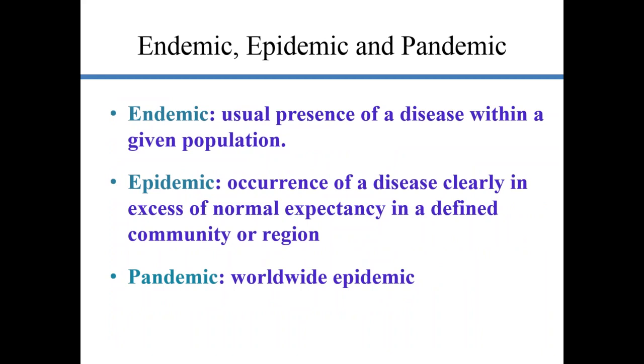Endemic, epidemic, and pandemic. Endemic, usual presence of a disease within a given population. Epidemic, occurrence of a disease clearly in excess of normal expectancy in a defined community or region. So are we having an epidemic of diabetes right now in the United States? Is that what we're having? Or is it endemic? Pandemic, worldwide epidemic.